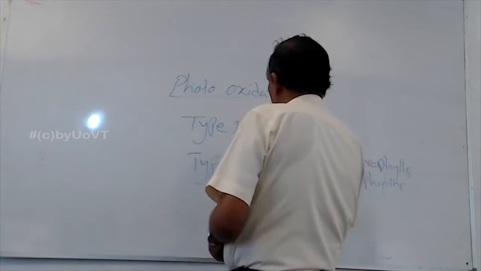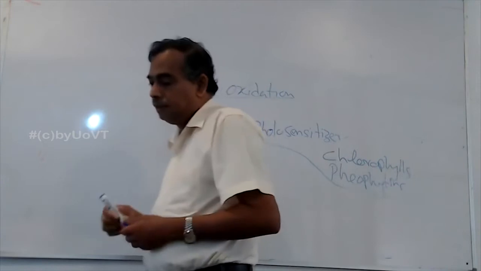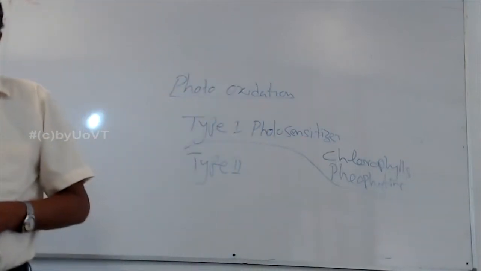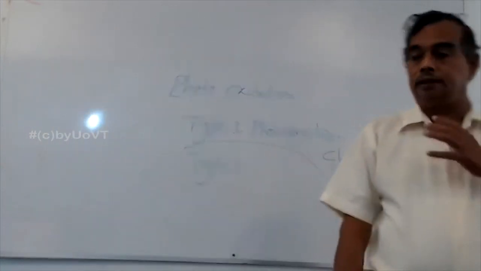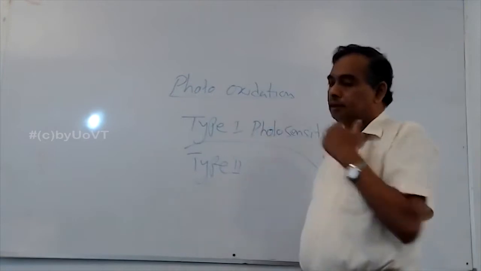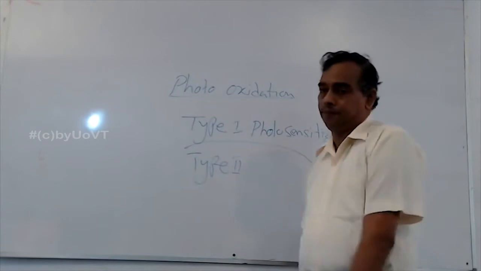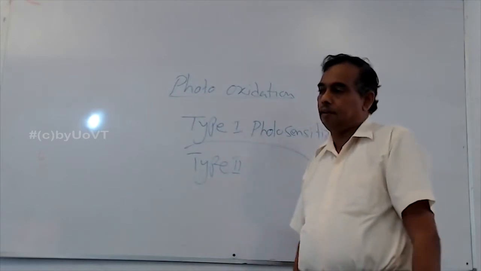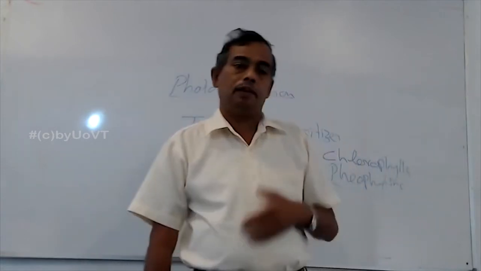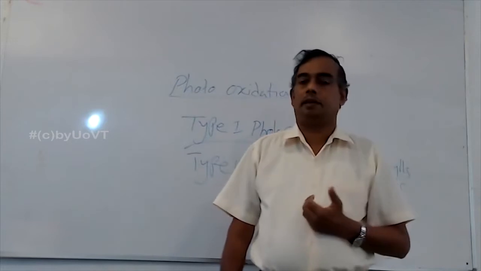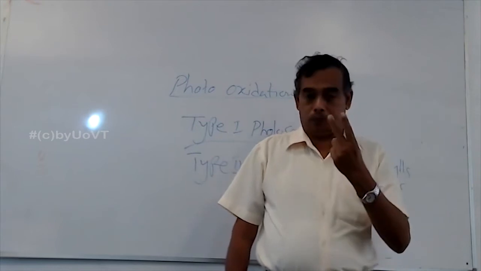So these are the type 1 sensitizers. Remember, chlorophylls and purines are type 1 sensitizers. But type 2 sensitizers do not help to absorb the energy from the outside. To initiate the reaction, we require a type 1 sensitizer. It will help to initiate by absorbing photo energy. But to propagate the reaction, we require type 2.